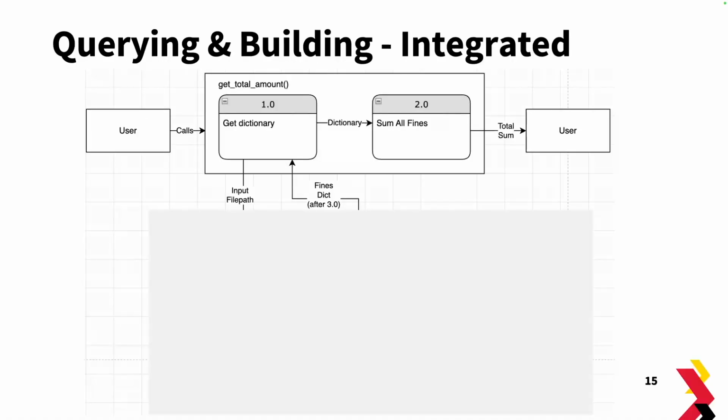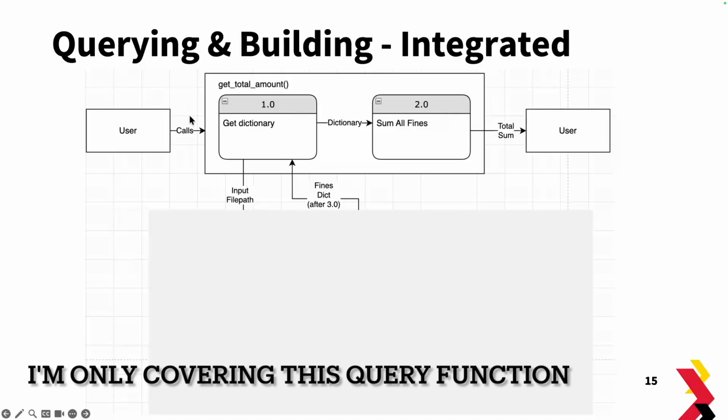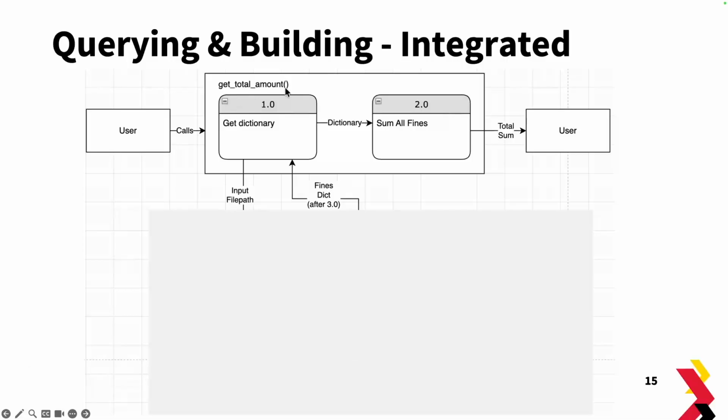All right, so let's take a look at it. And this is sort of a mishmash because again, it's integrated. So we have all of our things here. We're actually going to start with the get total amount function here. We also had that in our previous example. So on the left, the user calls the get total amount function. First process, instead of reading a file, we're actually getting the dictionary. From where? We'll see that in just a second. But then after we get the dictionary, we will sum all of the finds and then print the total sum out back to the user.